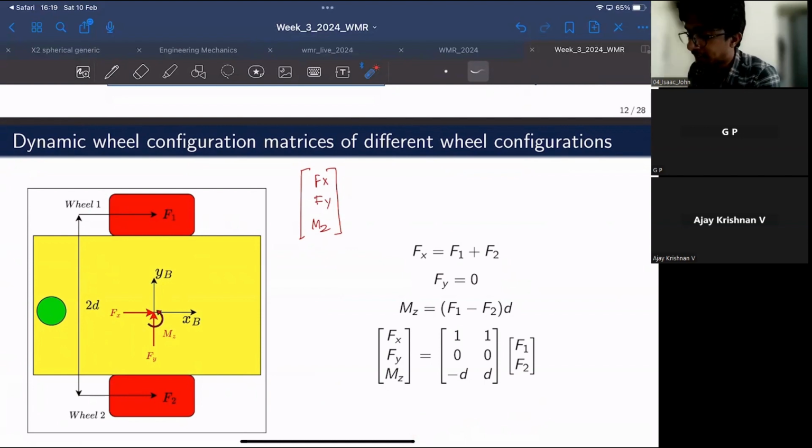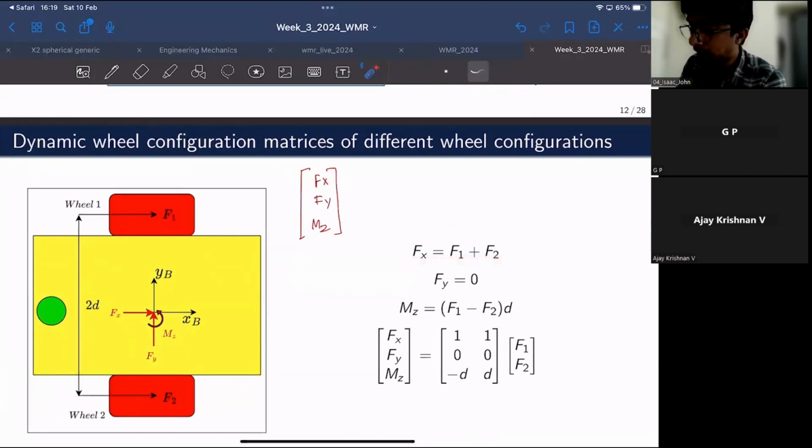So if you have Fx along this direction, the wheels can only contribute forces along their longitudinal direction, along the direction of rolling. So if this is F1, the traction force contributed by wheel 1, and F2 is the traction force contributed by wheel 2, then F1 plus F2 is nothing but Fx, right? So that is what this expression is.